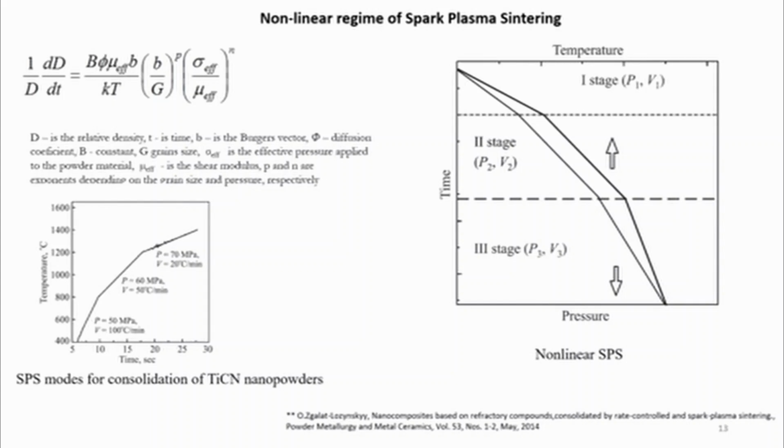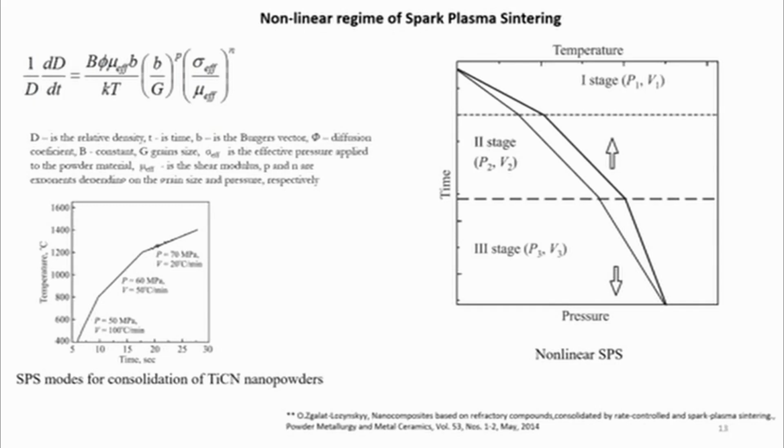Using such a mode to consolidate various ceramics allows achieving a density around 97% at temperatures about 100-300 centigrade lower than during hot pressing or pressureless sintering.